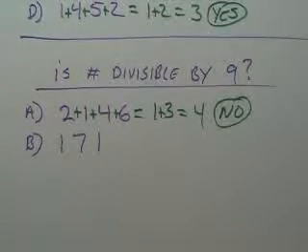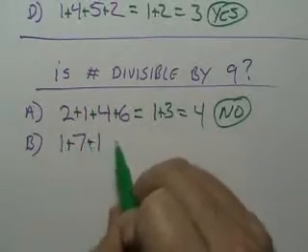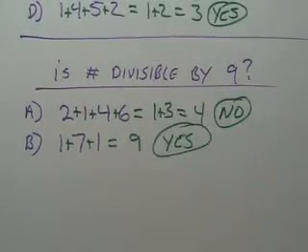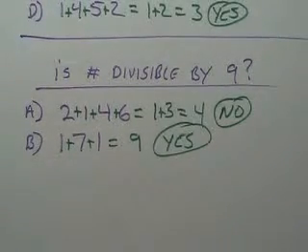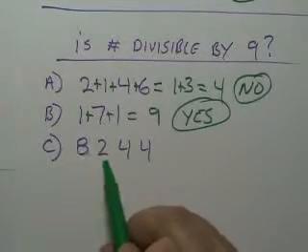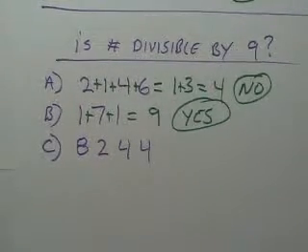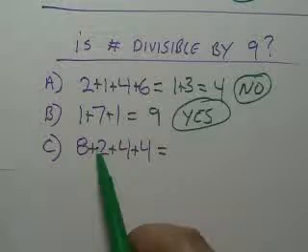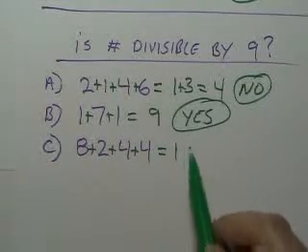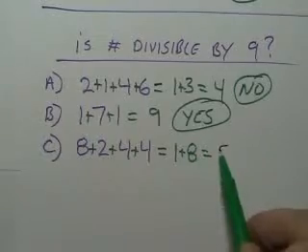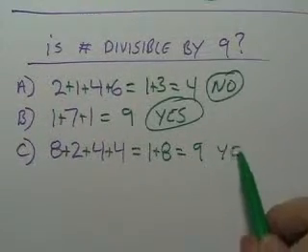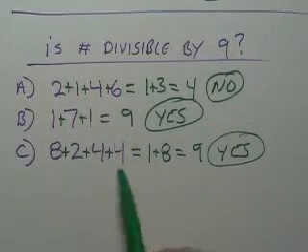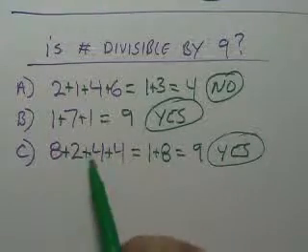How about 171? 1, 7, and 1 makes 9. Yes. 9 will go into 171 evenly. How about 8,244? That's 10, 14, 18. 1 and 8, 9? Yes. 9 will go into this number evenly. It's a factor. 9 is a factor of this number. This number is divisible by 9.